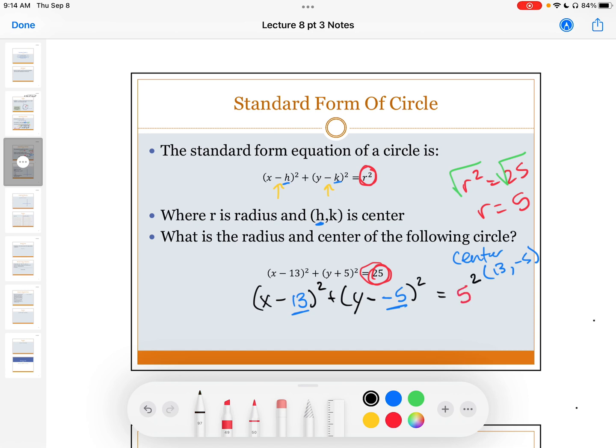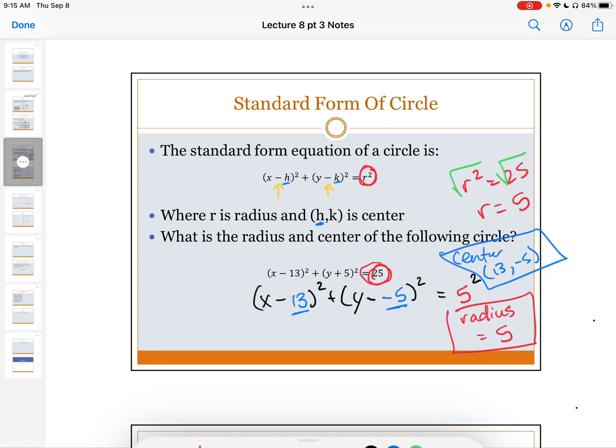They write it 25 because it is 5 squared. So the radius for this circle is simply 5. So we have our center is 13, negative 5, and our radius is 5. Now, we can use that information to start graphing these circles.